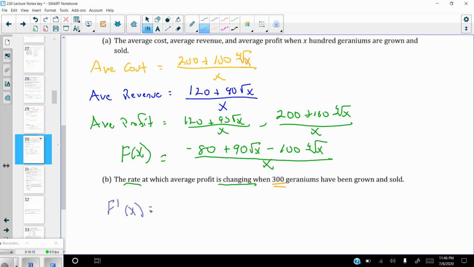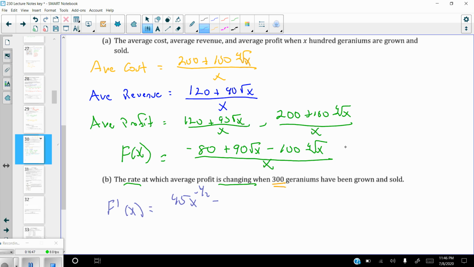The derivative of negative 80 is 0. The derivative of 90 square root of x. Okay, so remember that the square root of x is x to the 1/2. So we bring the 1/2 out and multiply it by 90, which is 45. And then we reduce the 1/2 to negative 1/2 by subtracting 1. And then the last piece on the numerator is the negative 100, so we'll put a minus 100, then the fourth root of x is x to the 1/4 power.